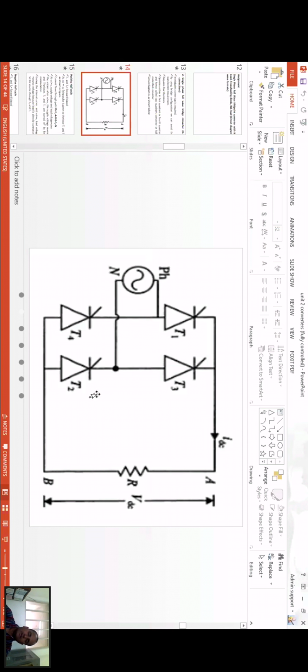It can operate in the first quadrant as well as in the fourth quadrant, so it is also known as a two quadrant converter or fully controlled converter. Four thyristors are used, T1, T2, T3, and T4, and the load is purely resistive. You can find out the DC output voltage across this load.